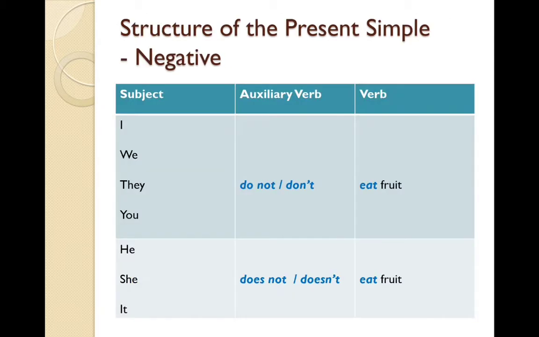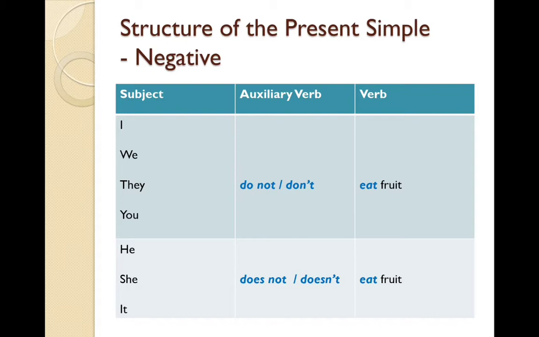Now, let's look at the negative. So, to form the negative in the present simple tense, we use the auxiliary verb do. I do not eat fruit. Now, we can contract do not to don't. I don't eat fruit. We don't eat fruit. They don't eat fruit. You don't eat fruit.